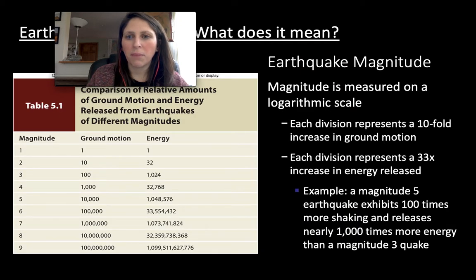Okay, and then magnitude. This is measured on a logarithmic scale. So each division is a tenfold of the one before. So you can imagine that these earthquakes, the difference between a 7 magnitude versus an 8 magnitude is 10 times the amount of energy felt.